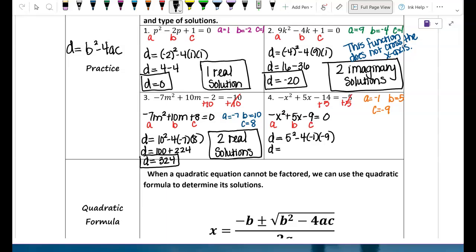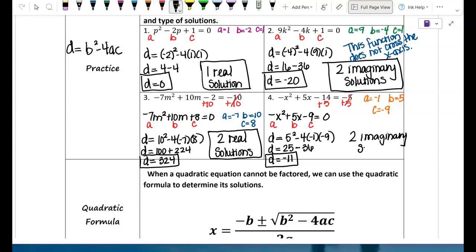So my discriminant equals 25. Negative 4 times negative 1 is positive 4. Positive 4 times negative 9 is negative 36. So 25 minus 36. So my discriminant equals negative 11. So if my discriminant is less than 0, how many and what type of solutions do I have? 2 imaginary solutions.